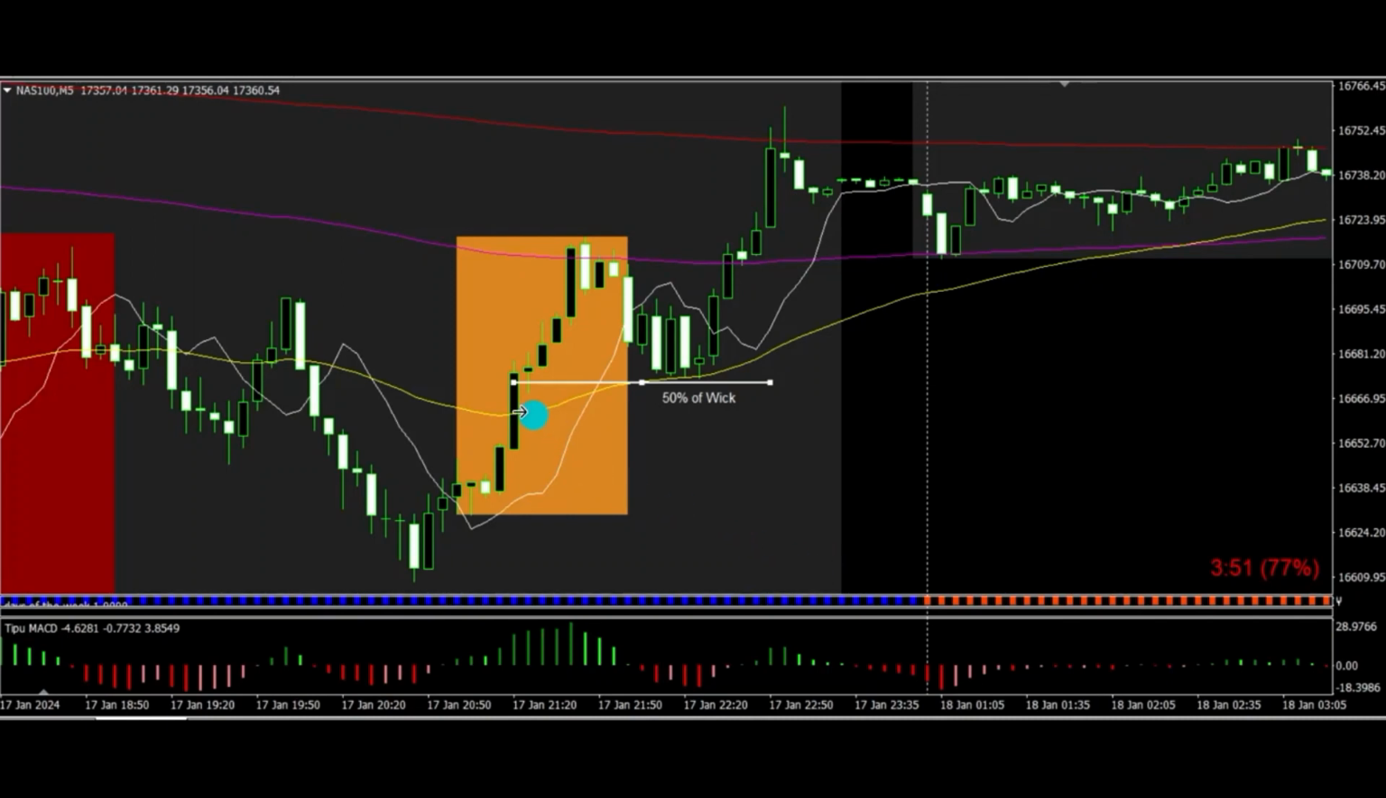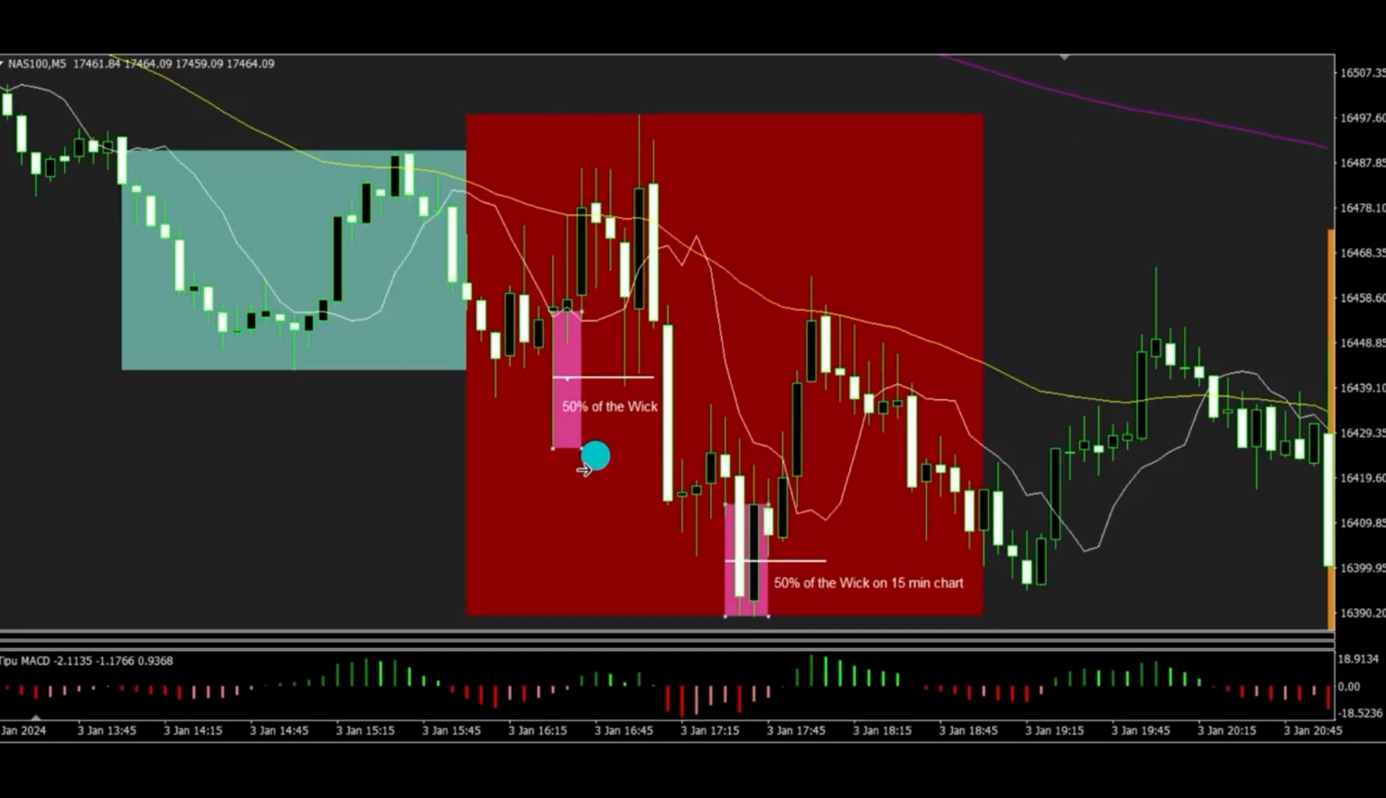Here are some examples. In this example, you can see 50% of this wick is respected and is treated just like a fair value gap. In this example, you can see how price responds off of 50% of this wick and continues to take out this liquidity. Then it goes down, and if you look on a 15-minute chart, this would be a wick, and this is 50% of that wick. And you can see how price respects that and comes off of that as well.